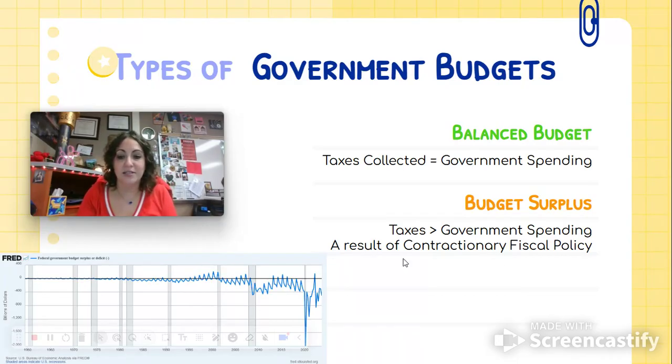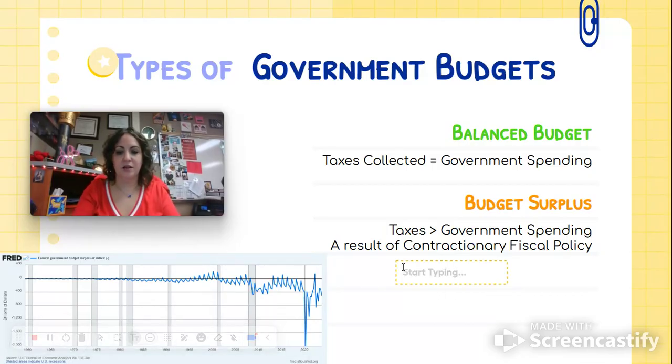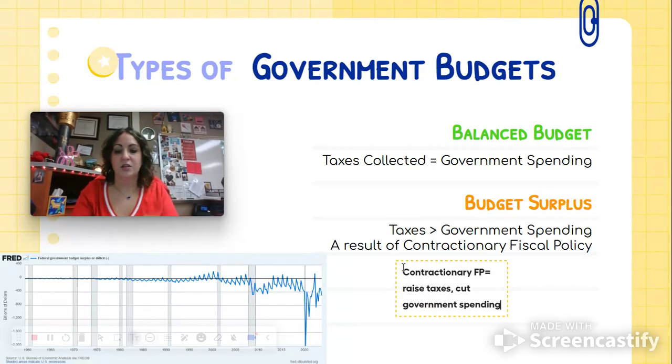And so a budget surplus happens when we have contractionary fiscal policy. So we learned yesterday that, remember, and let me get my pen tool out, contractionary fiscal policy is when, oh no, we're in a period of inflation. To slow it down, to bring it back under control, we're going to raise taxes, and we're going to cut government spending. So that's what contractionary fiscal policy is. The government raises taxes to slow down spending, and then they also cut their own spending too.